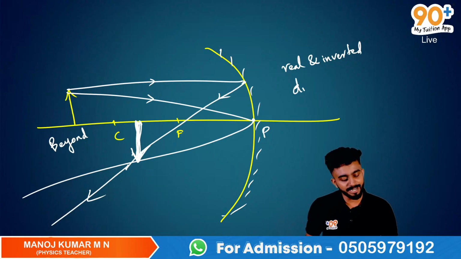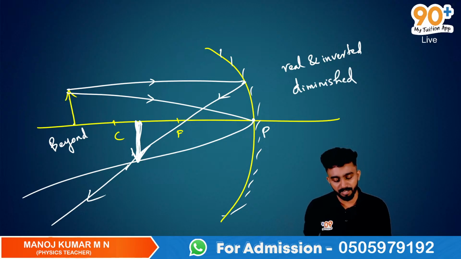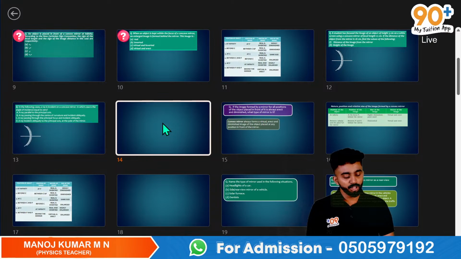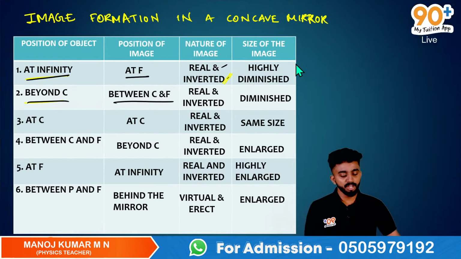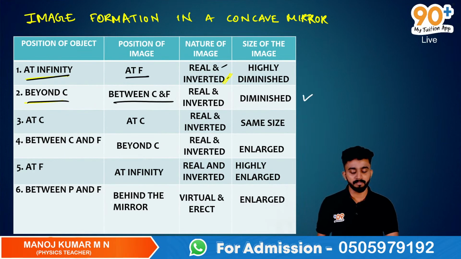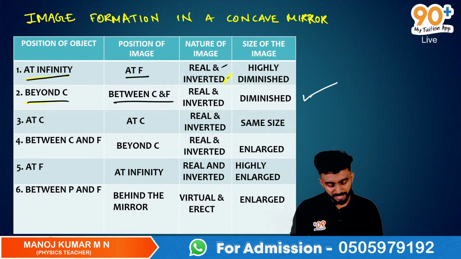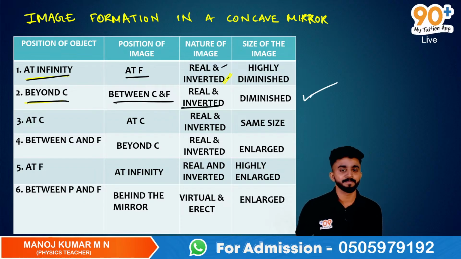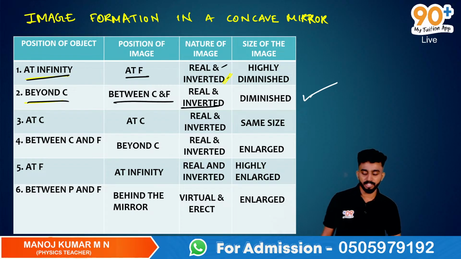What will be the size? The size of the image will be diminished. So if the height of the object is 6 centimeter, the height of the image will only be 3 centimeter, 2 centimeter, 1 centimeter, like that. So very less comparatively. The size of the image will be diminished, and the nature will be real and inverted. Got it, guys? Understood? Yes.